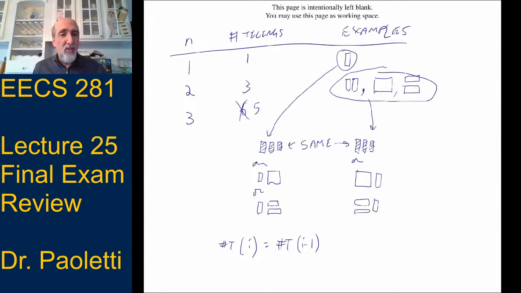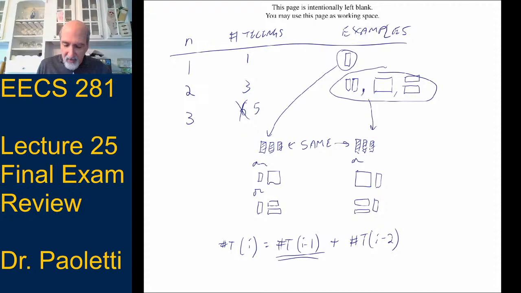So when I'm working on, let's say, size 3, I could start with size 2 and I have to add a vertical one. So it's that number of tilings. If there were 3 ways to do size 2, then there are 3 new ways to get to size 3. Plus the number of tilings for i minus 2.